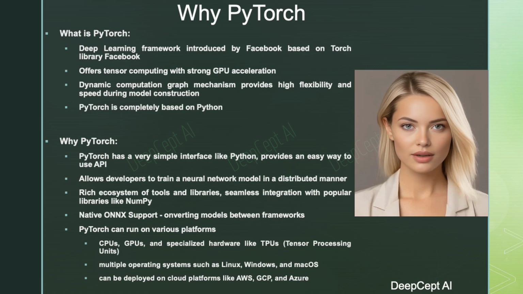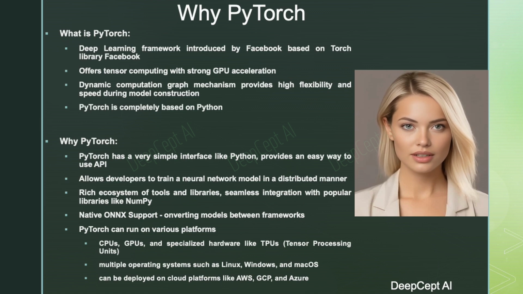PyTorch, a deep learning framework introduced by Facebook based on the Torch library, offers tensor computing with robust GPU acceleration, making it efficient for training neural network models. Its dynamic computation graph mechanism provides high flexibility and speed during model construction, while its Python-based interface ensures simplicity and ease of use. PyTorch enables developers to train neural network models in a distributed manner, and boasts a rich ecosystem of tools and libraries, facilitating seamless integration with popular libraries like NumPy.